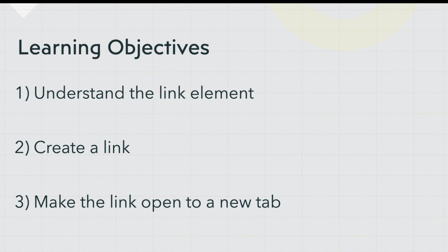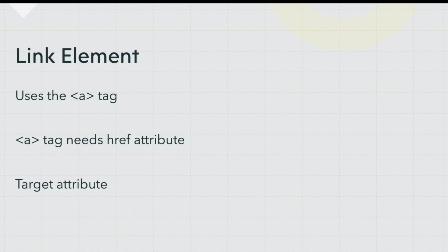The learning objectives. 1. Understand the link element. 2. Create a link. 3. Make the link open in a new tab. So the link element uses the A tag. However, the A tag, unlike the H or P tag, needs an attribute to function as a link, since the URL goes in this attribute, and that attribute is called the href attribute. And if you want the link to open in a new tab, you also need to use the target attribute, and we will show you how both these attributes are used.